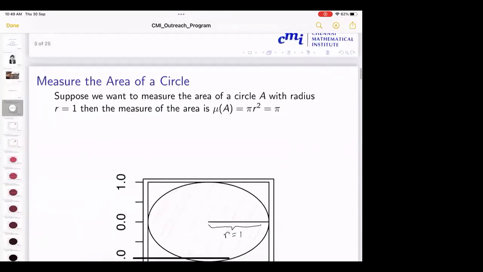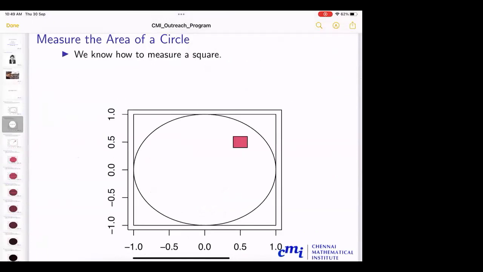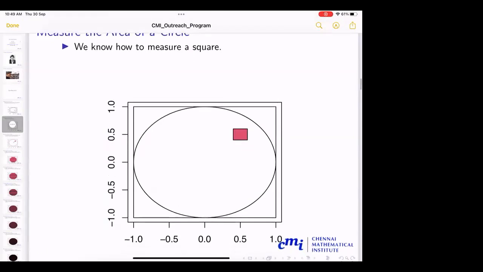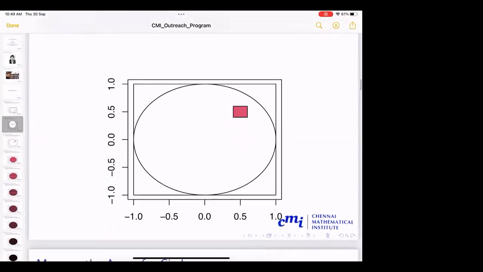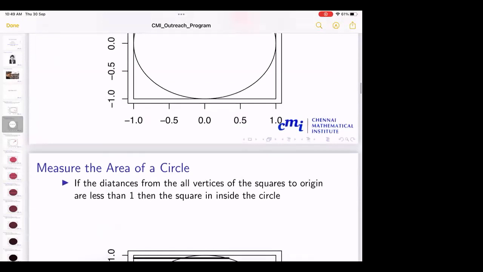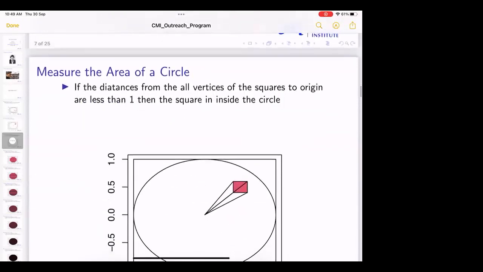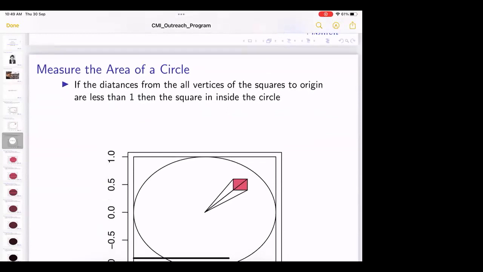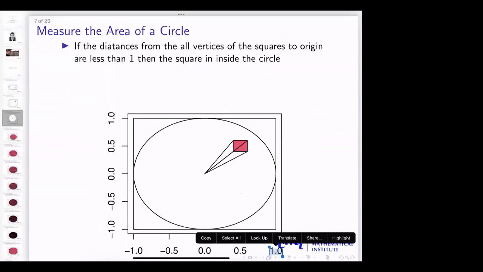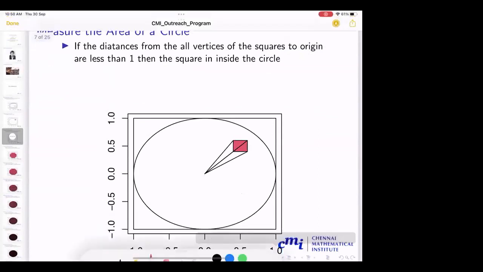let's take a small square. We don't know what the square is and how to measure a square. We'll just make sure this square is inside that circle. And how can we make sure that it is inside the circle? All you have to do is measure these distances.